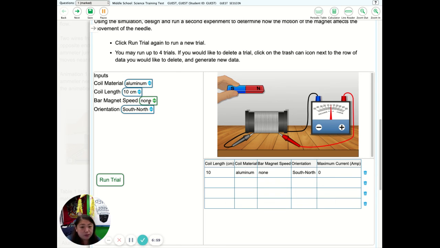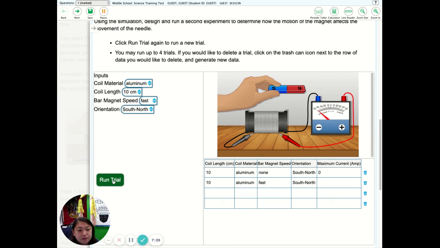Now we're going to do the bar magnet fast and leave everything else the same because those are constants and run the trial. So when we move it quickly, we get a current going. And then lastly, we have one more option to run it slow. So run the trial again. And then we collected our data. We actually only need 3 trials for this one because there's only 3 options for us to go through. And we did all 3 of them.